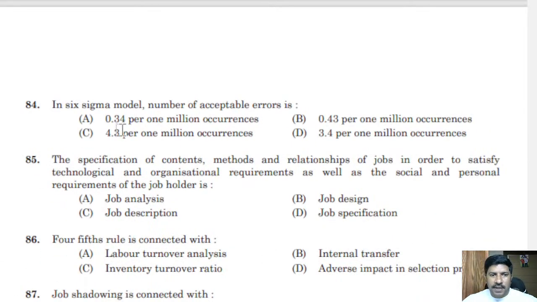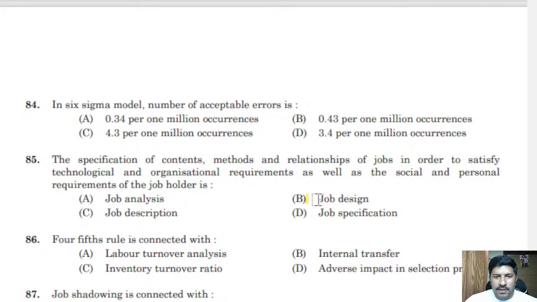84th question. In the Six Sigma model, the number of acceptable errors is. So correct answer is 3.4 per 1 million occurrences. Then 85th question. The specification of contents, methods and relationships of a job in order to satisfy technological and organizational requirements as well as the social and personal requirements of the job holder is.